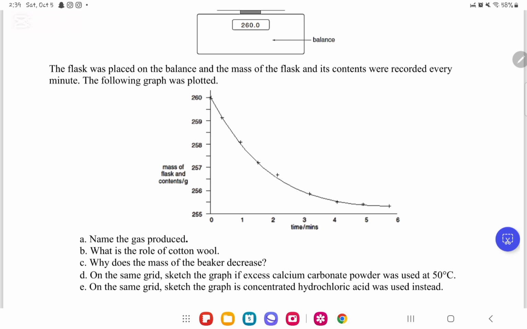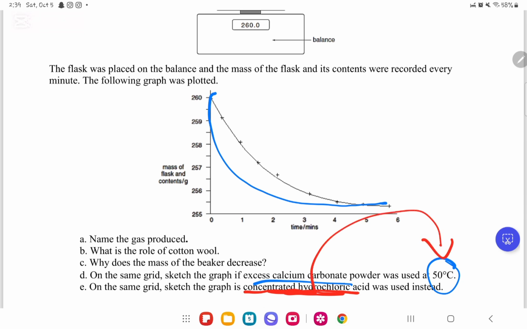So again, I'll repeat D and E. D, we use the excess and we increase the temperature, so only the slope is being affected. Okay. And E, we used concentrated, so we increased the concentration of hydrochloric acid because before it was dilute, now it's concentrated at 50 degrees.